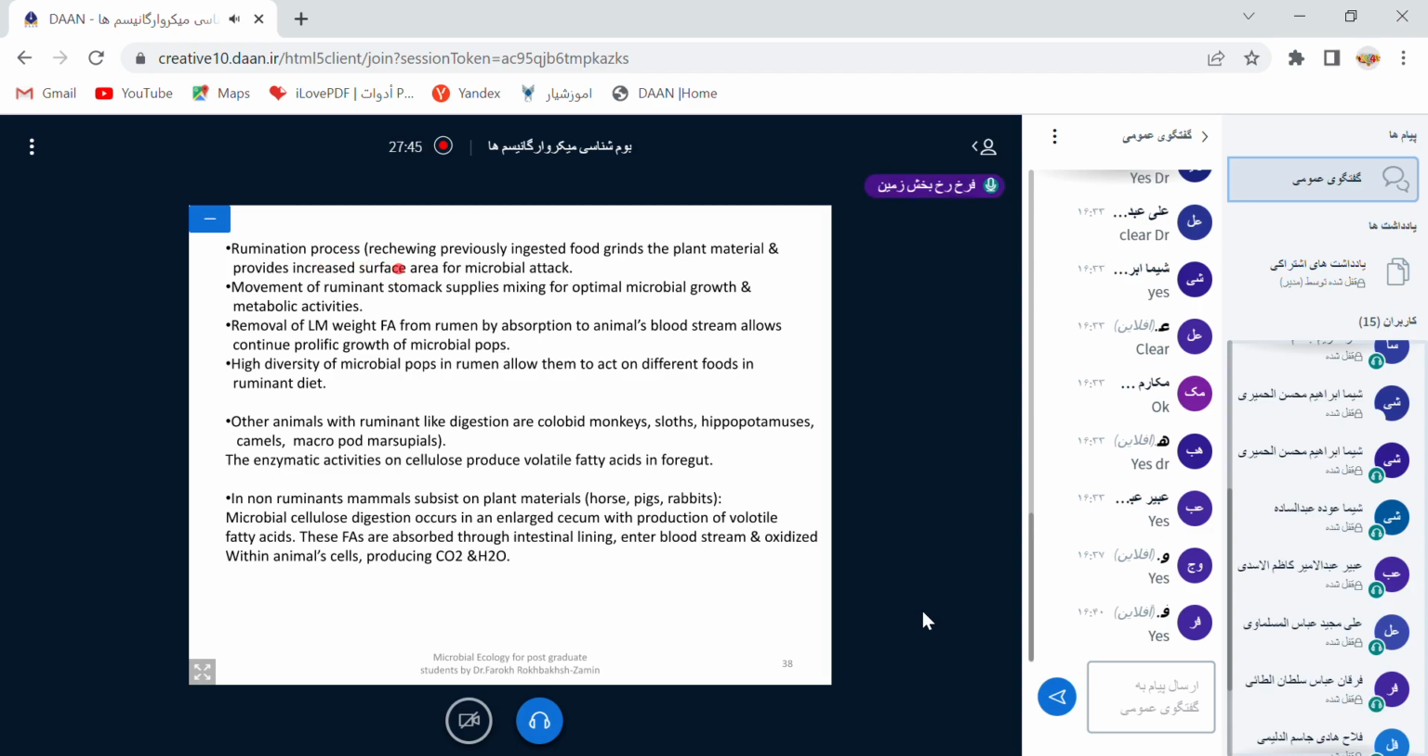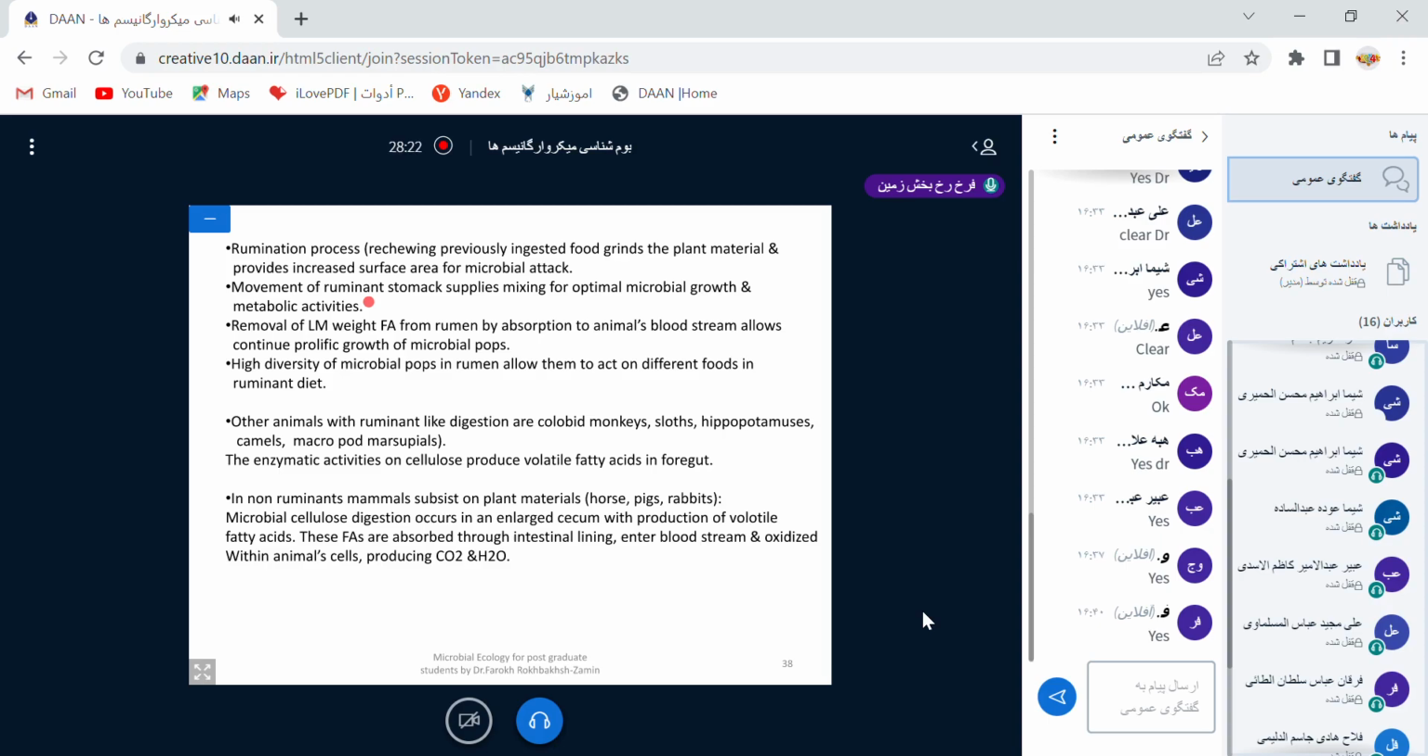Rumination, the process of rechewing previously ingested food grains and plant material, provides increased surface area for microbial attack. Movement of the ruminant stomach supplies mixing for optimal microbial growth and metabolic activity. Some devices we have in the lab are modeled on the life of ruminants.